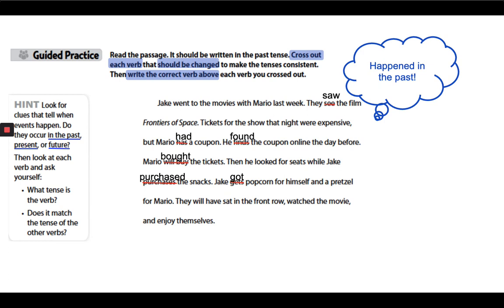They will have sat in the front row, watch the movie, and enjoy themselves. Well, we have a couple here. They had sat in the front row, watched the movie, and enjoyed themselves. So it's important that we make sure all of our verbs are in the same tense unless we are showing a change in time. Well, all of this happened in the past. It happened last week. So we need to make sure all of our verbs happened last week. All right?